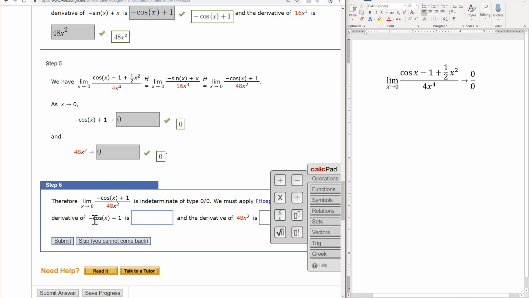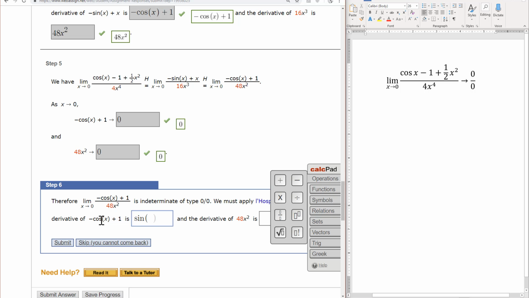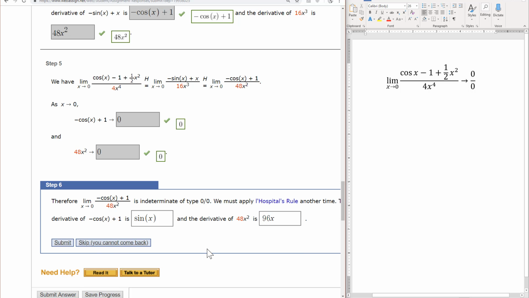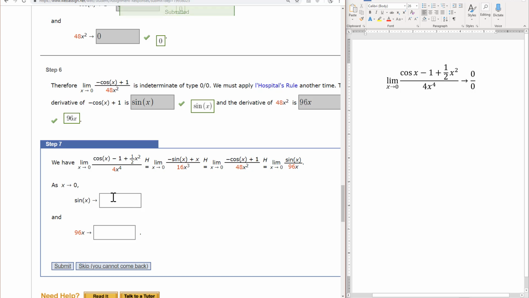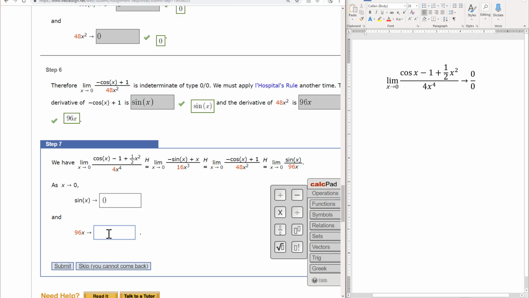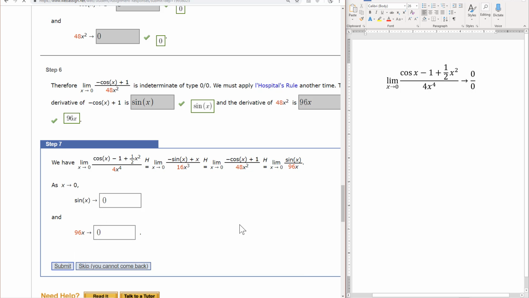Here we'll take the derivative of negative cosine. So the derivative of negative cosine is negative sine, so that's positive sine x. And the derivative of 1 is 0, so that's gone. 48 times 2 is 96 x to the first power. And if you look ahead, it's still a 0 over 0, because sine of 0 is 0. 96 times 0 is 0. I have a feeling that we're going to do this one more time.